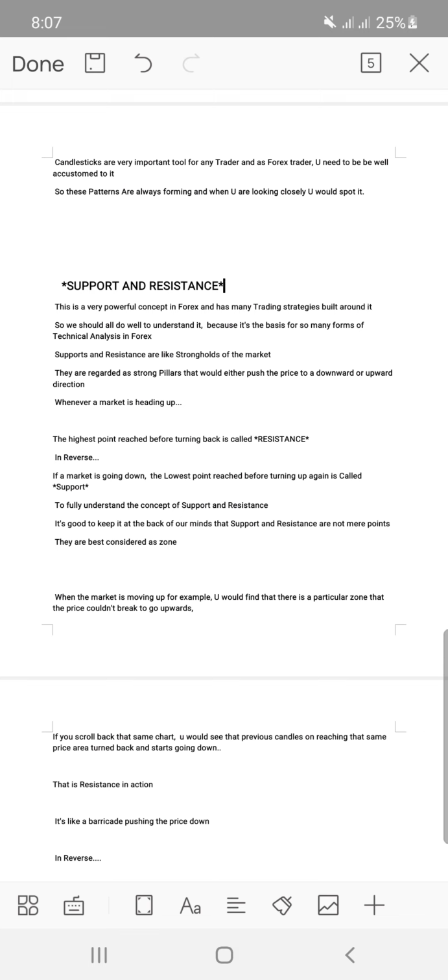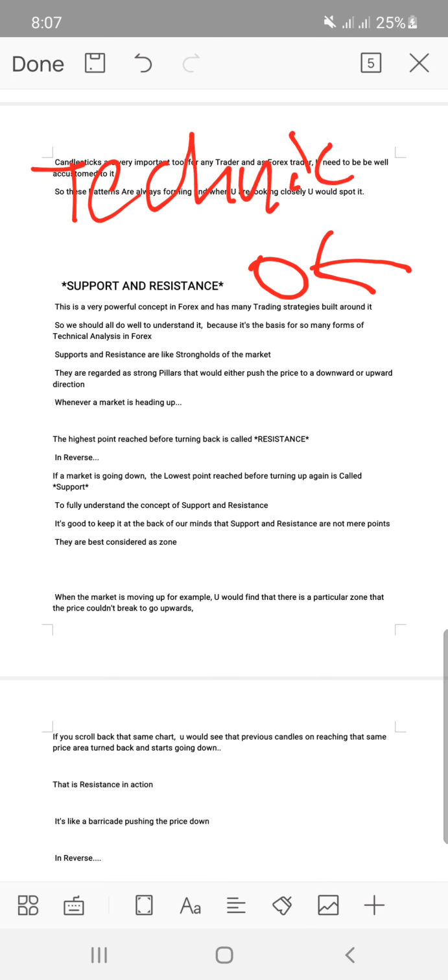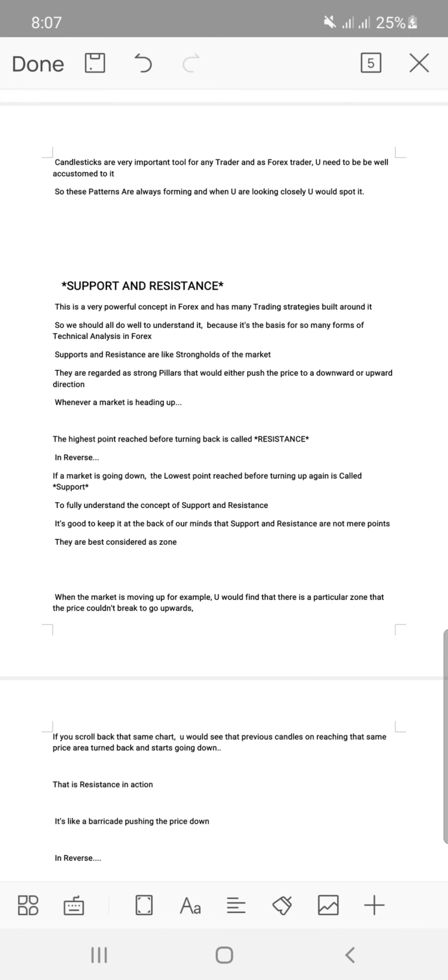So today we are going to be talking about one very important topic in forex trading, which is support and resistance. Support and resistance is a very important topic in technical analysis, right? It will help you understand a lot about entries.